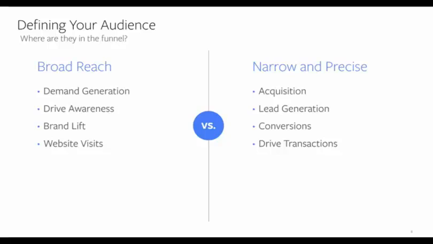Business goals are different. Every business has different size needs. On this slide, I try and provide a few examples for broad audience needs on the left and narrow audience needs on the right. Typically, you use broad audience needs for top-of-the-funnel objectives, brand awareness, demand generation, that type of stuff. These broad audiences may have lower cost per results because Facebook is able to optimize and deliver across a large number of individuals.